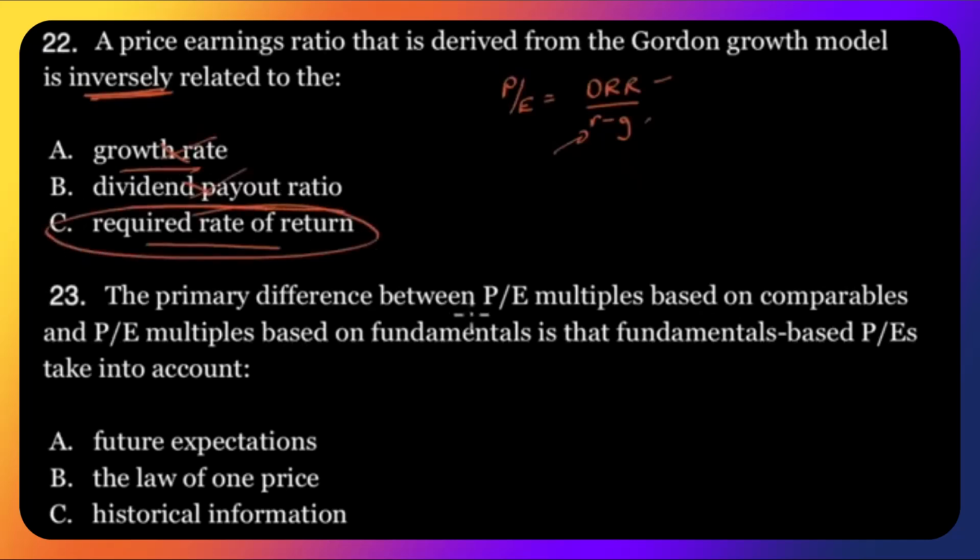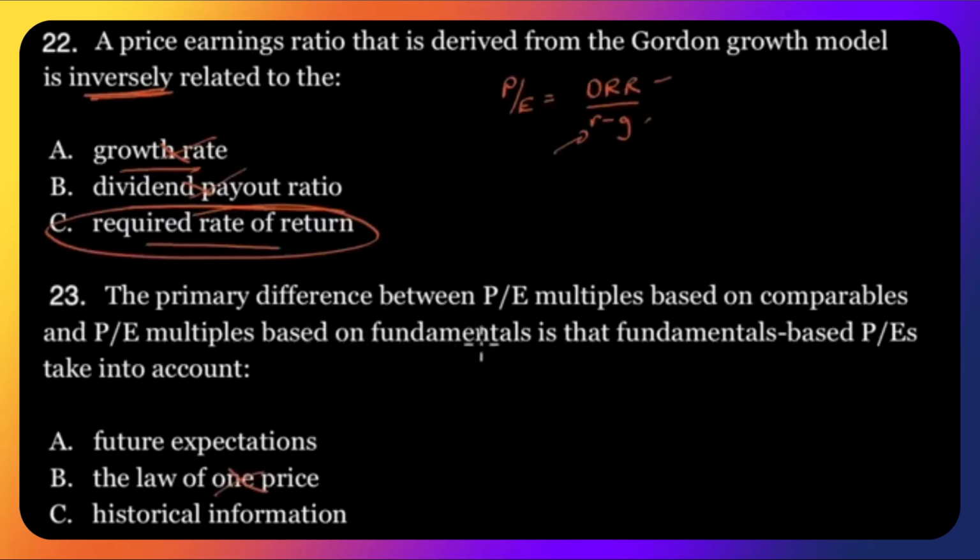The primary difference between PE multiples based on comparables and PE multiples based on fundamentals is that the fundamentals-based PEs take into account, remember this is a justified PE, A, future expectations, B, the law of one price, or C, historical information. Now this might be a little tricky, so let's see if we can't eliminate some of these. The law of one price, that is when we're using the PE to compare with other companies. So we can eliminate that.